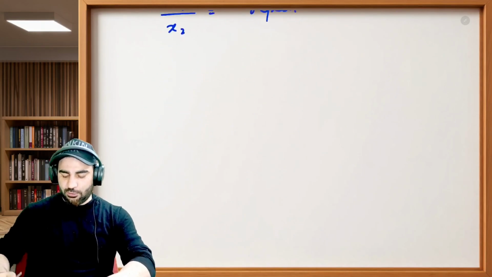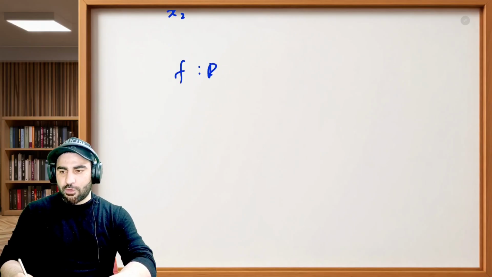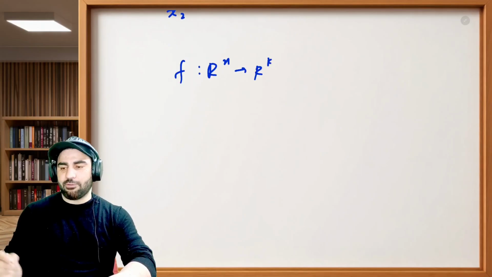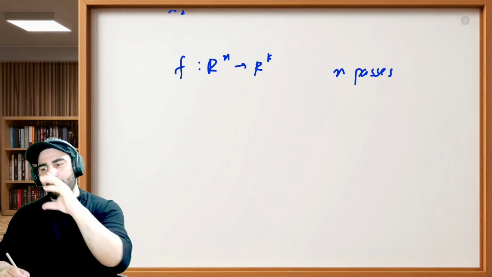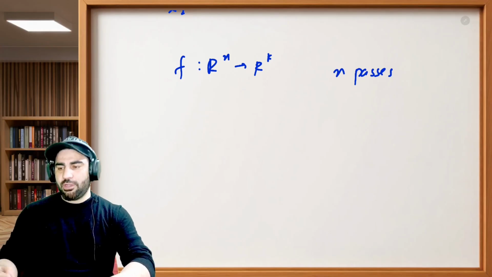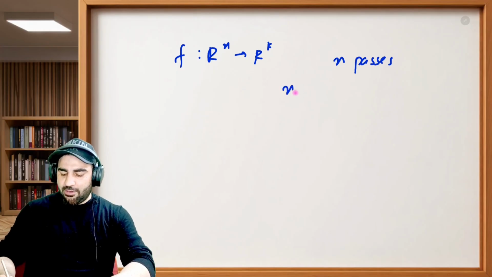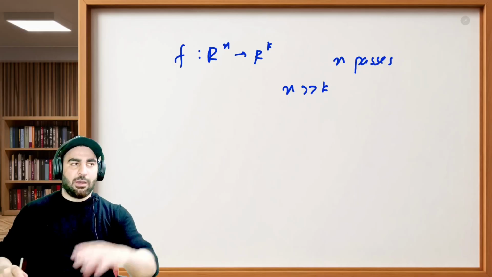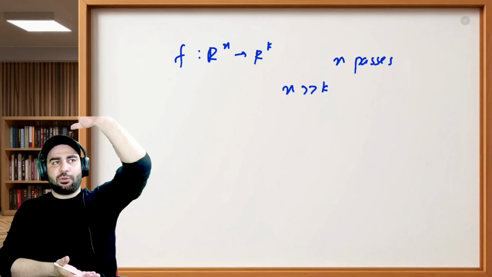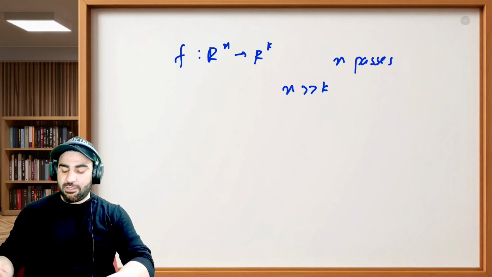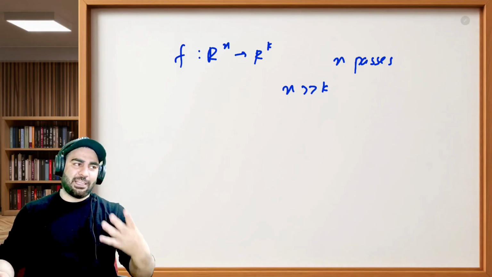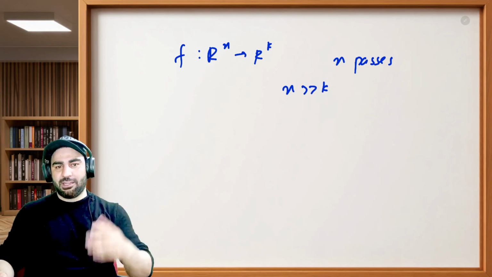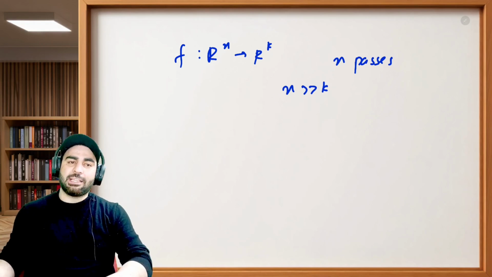What I'm trying to tell you is, if you have a function f which goes from R^n to R^k, it will require n passes, because you have these n inputs, and it will require n passes to do that. Usually in our machine learning, this n will be greater than k, because we will have a large number of inputs, thousands of them, and k is relatively small. Usually k will be a multi-class classification, say 10 classes, sometimes binary classification, sometimes a single number. So n is way greater than k.